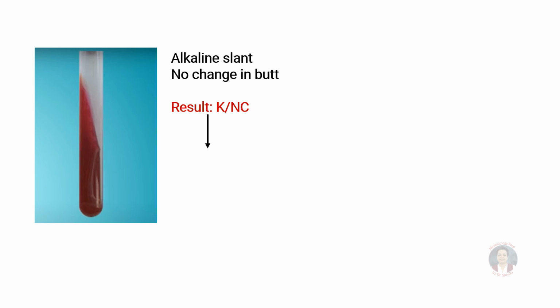of the bacterial isolate. So here we can see a red slant and no change in the butt. So the result will be written as K/NC and the interpretation is no fermentation of sugars. Only peptones have been utilized along the slant which is providing aerobic conditions. An example of a bacterium which will show this kind of result is Pseudomonas.